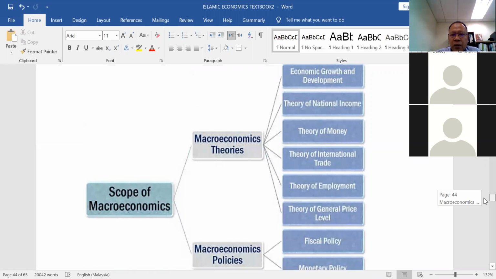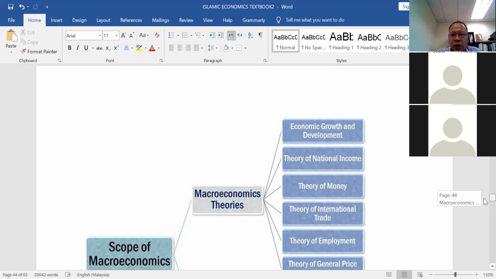Can you see or not this graph? Can you see it's moving? Turun naik.